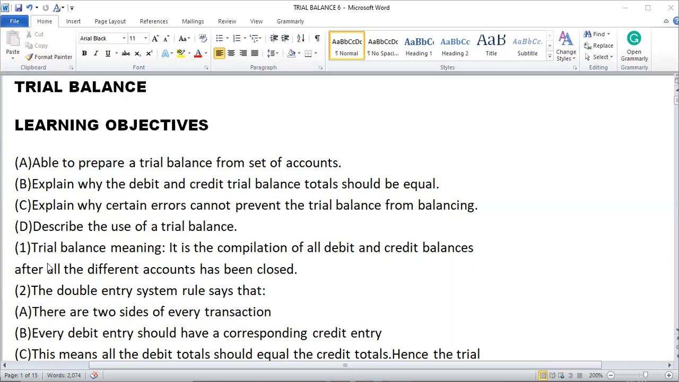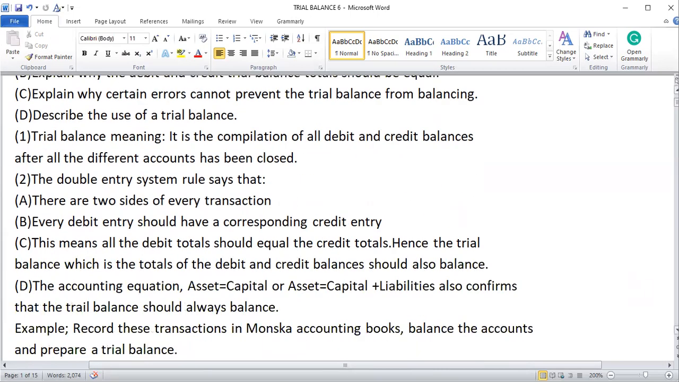So as I said, the double entry system rule says that A, there are 2 sides to every transaction. B, every debit entry should have a corresponding credit entry. C, this means the total debits should equal the total credits. Hence, the trial balance, which is the totals of the debit and credit balances, should also balance.